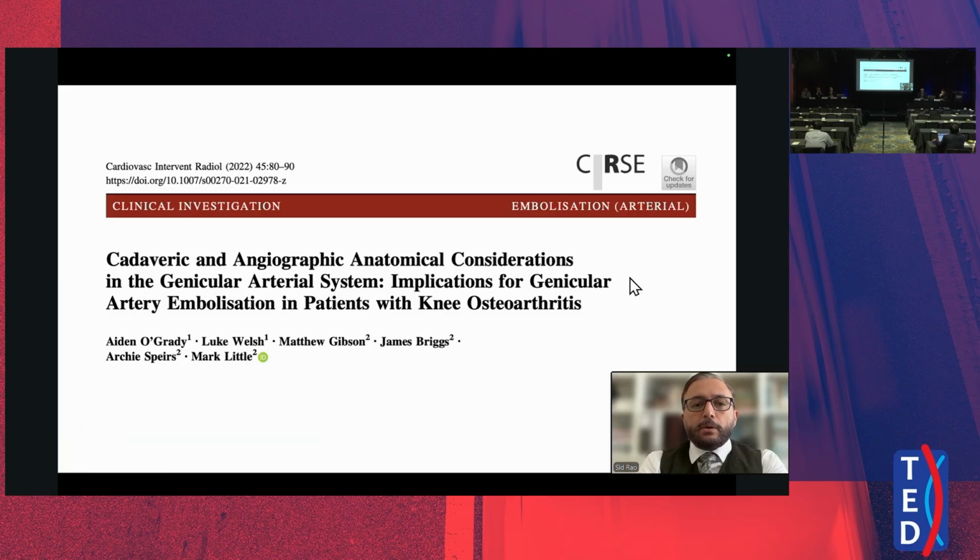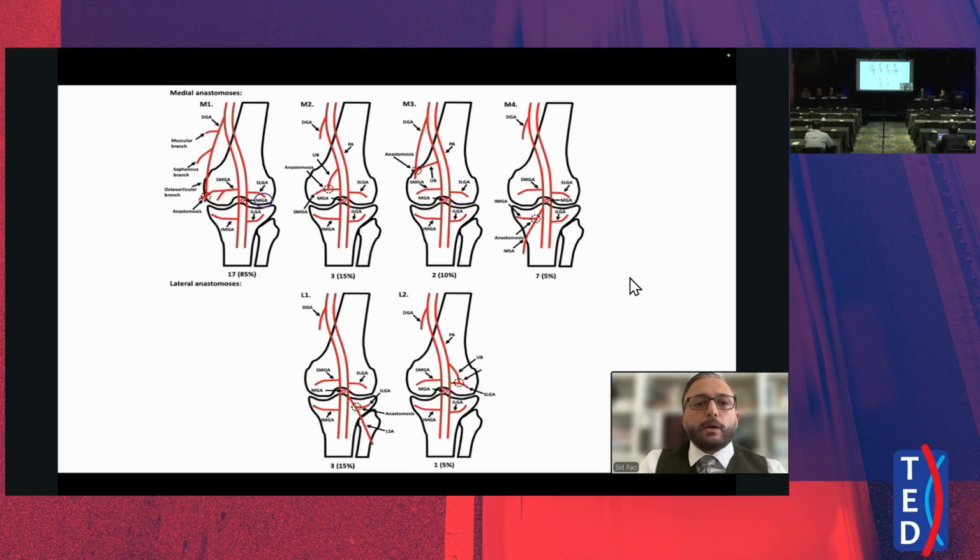So this is a must read. I don't think anybody should be doing genicular artery embolization in this day and age without having read this paper thoroughly and then having hopefully reread it. This was seminal work performed by Dr. Mark Little and his colleagues from England, where they did autopsy specimens on people who died with osteoarthritis.